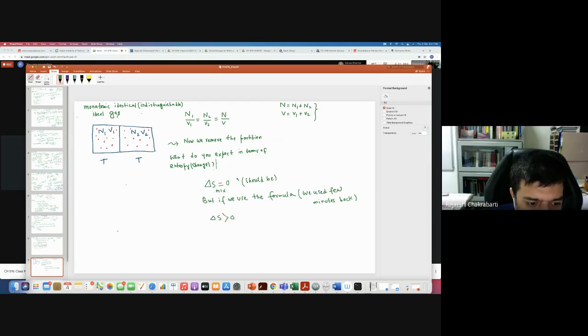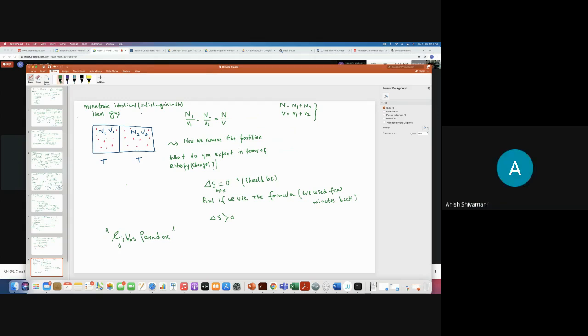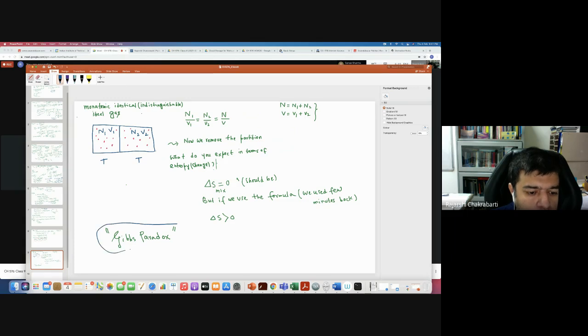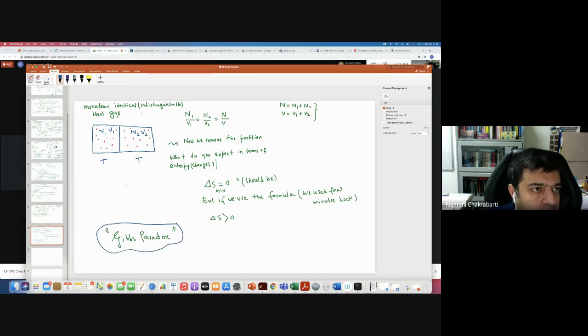It is positive. There's a name for this. This is a paradox. It's called the Gibbs paradox. Was it done in any of the courses you had taken earlier? I don't think so. This is called the Gibbs paradox. Now I'm not going to resolve this paradox right now. We'll try to resolve this paradox the rest of the class.